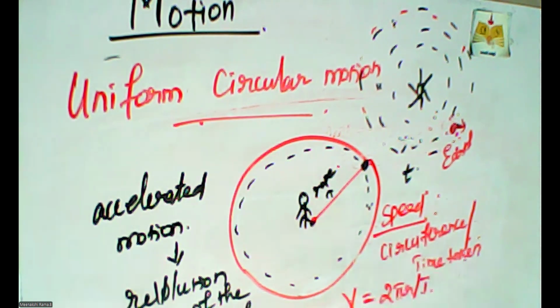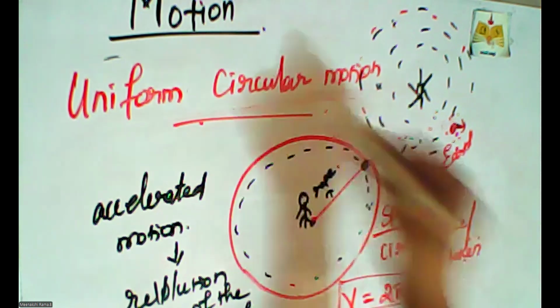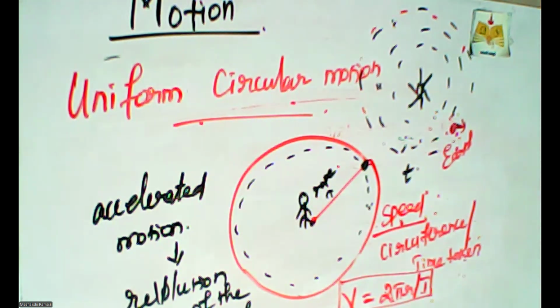Circumference means the circle formula; we have square, circle, rectangle. In a circle, the formula for circumference is 2 pi r. The pi value is 22/7. Okay, so r is the radius. So 2 pi r by t is the right formula to calculate the speed in uniform circular motion.